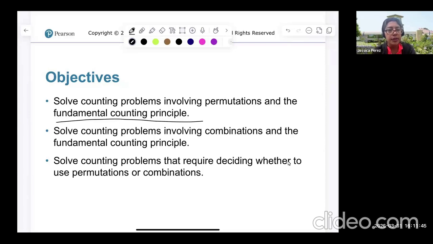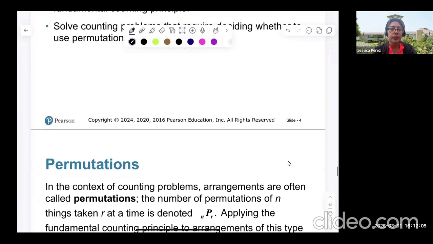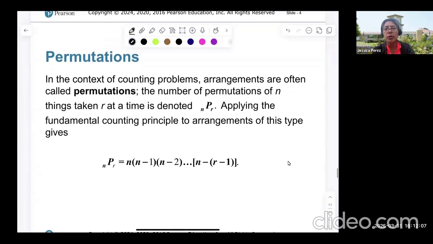And then we're also going to be solving counting problems that require us to decide whether it's a permutation or a combination. So we're able to distinguish what type of problem we have. Do we have a combination problem or do we have a permutation problem? And within a question, we should be able to identify some keywords that will allow us to use one or the other. Let's begin with a permutation.